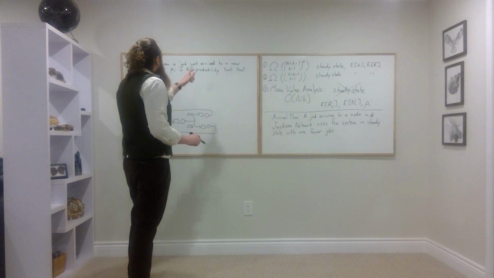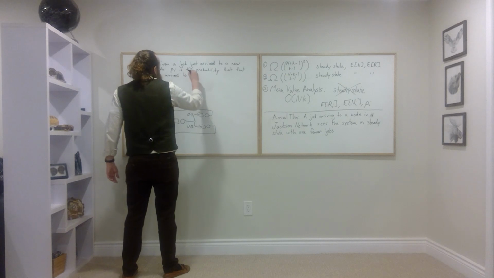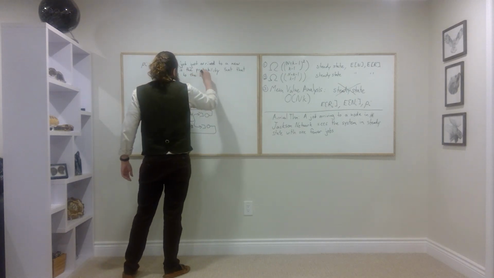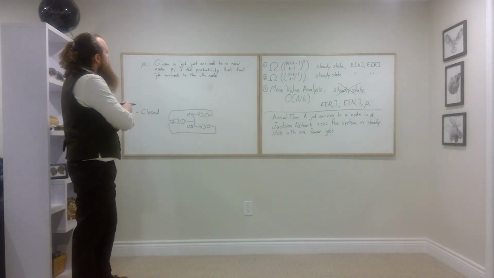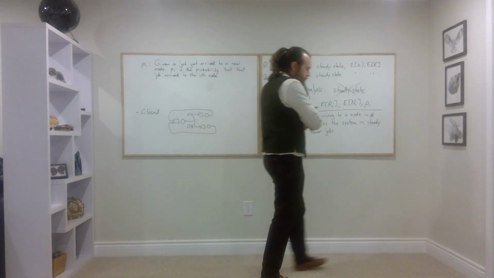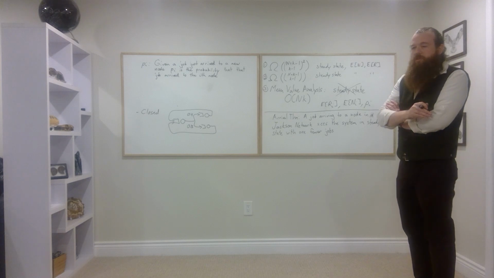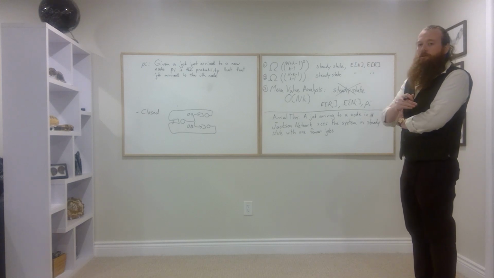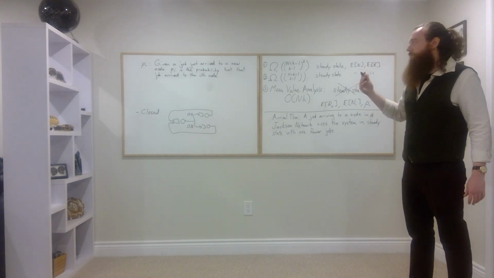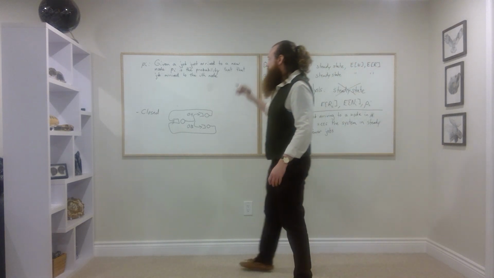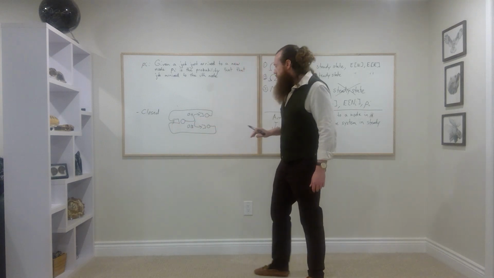The probability that that job arrived to the ith node. Okay, so P_i. Given a job just arrived to a new node, some job, doesn't matter what job, P_i denotes the probability that that job arrived to the ith node. So P_1, for instance, is the probability that given the job arrives to a new node, it arrives to this first node.